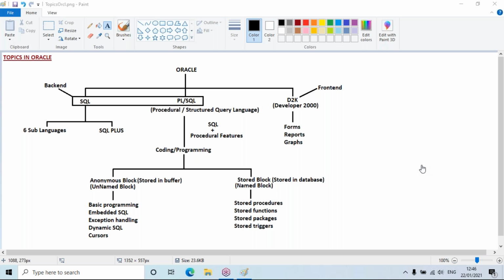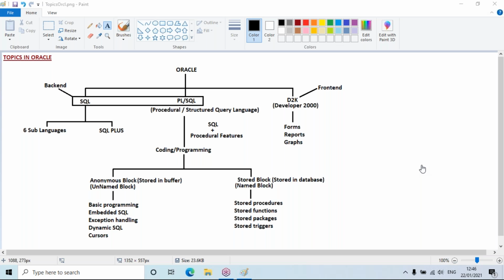Sir, I have a question. Yes, Sandeep. Regarding this Oracle process, we are studying SQL and PL/SQL. Why is that D2K process not involved in our subject?